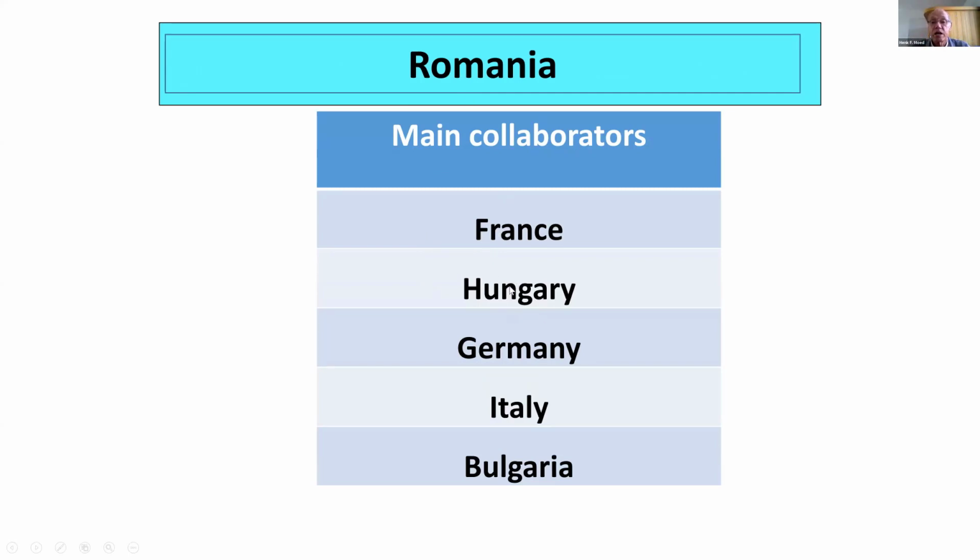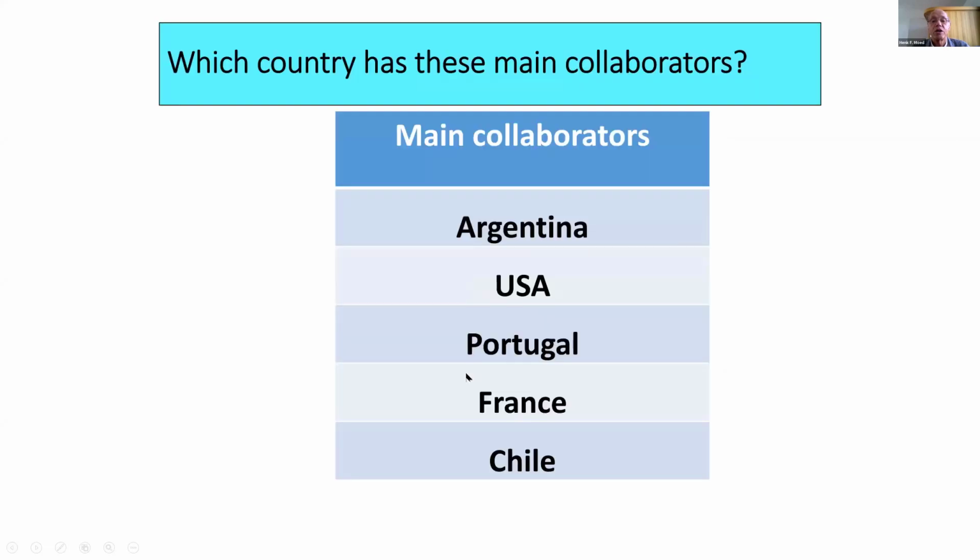And that, hopefully, you get an aha erlebnis now, because Romania has a Roman language, as you probably know. And we see here countries with Roman languages too, France and Italy. And we see neighboring countries, because Hungary and Bulgaria are neighboring countries. So we see that each country has, so to speak, its own profile in terms of the countries with which it collaborates.